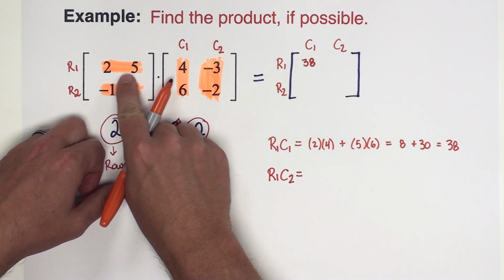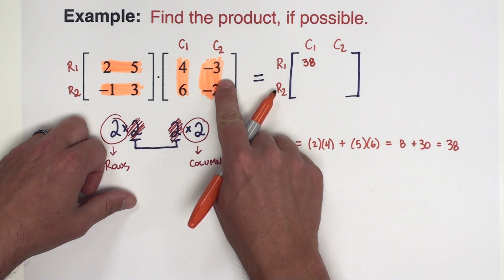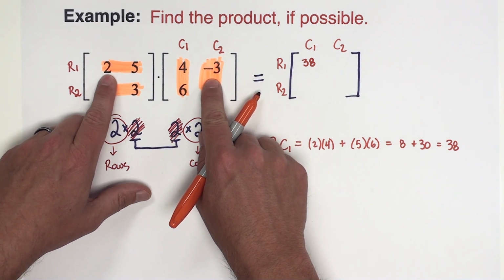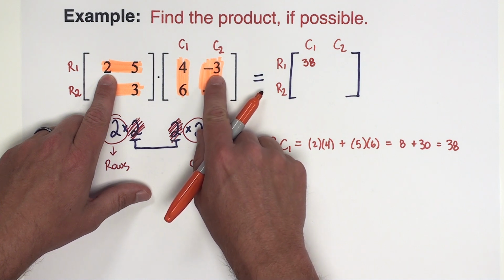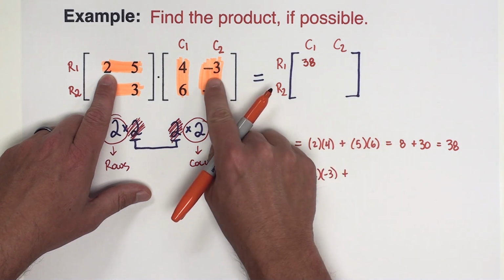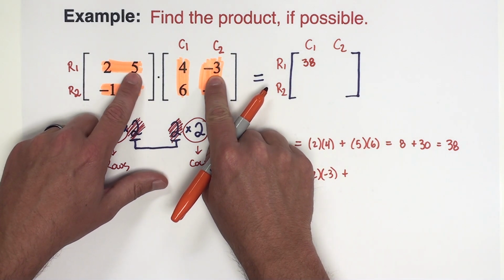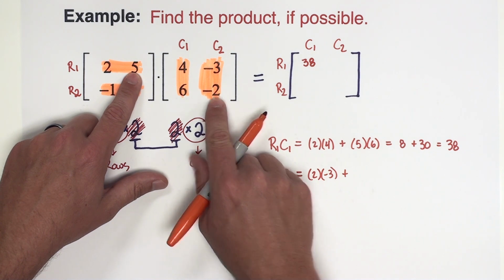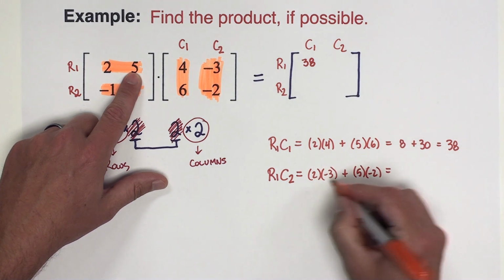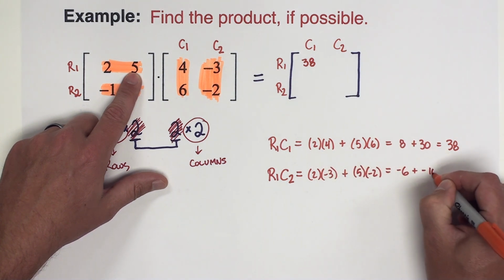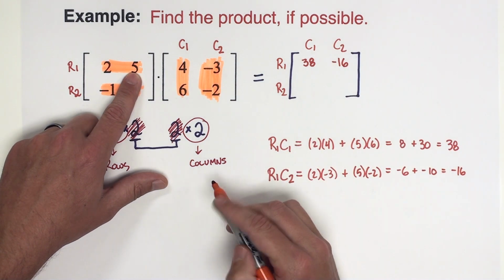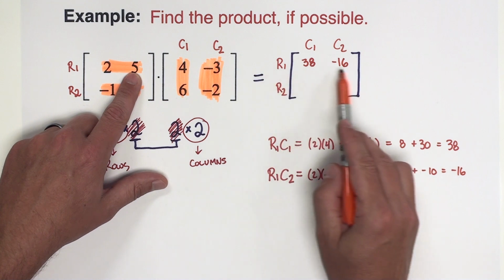I'm going to keep using 2 and 5, but this time I'm going to use -3 and -2. So the first number, 2, gets multiplied by the first number, -3. And then I'm going to take the second number, 5, times the second number, -2. Now let's work that out. I've got -6, -10, which is -16. Okay, that's row 1 complete.